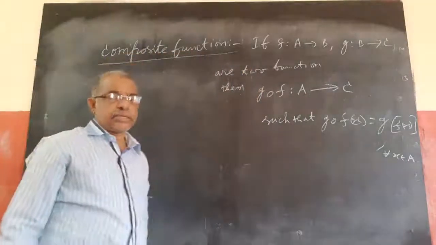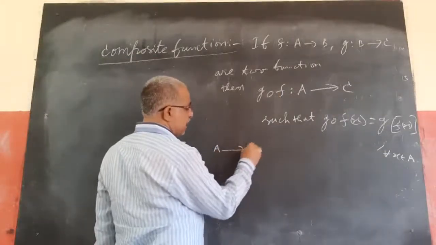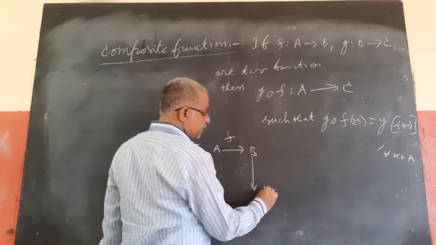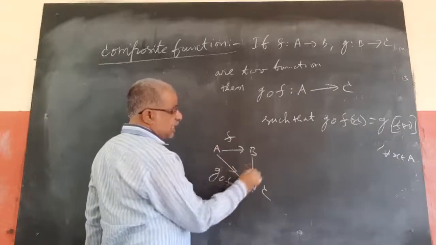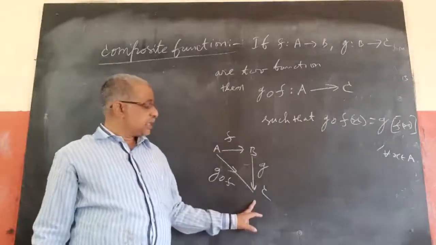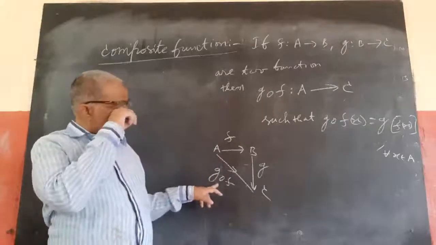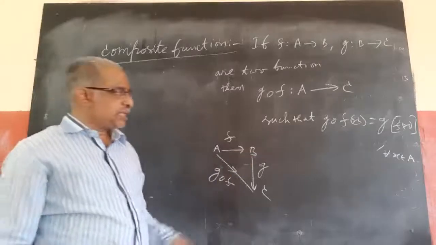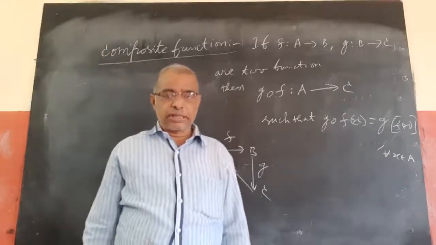Means f is a mapping from A to B like this. This is f. And g is a mapping from B to C like this. Then g circle f is a mapping from A to C like this. g circle f means g of f of x, and it is called a composite function.